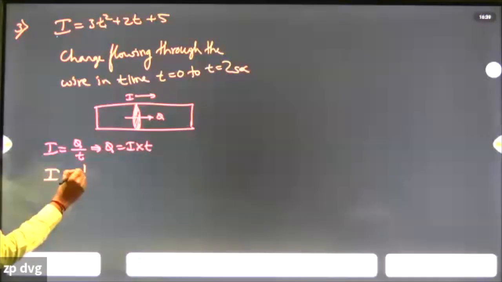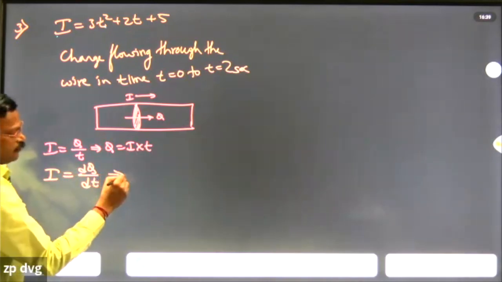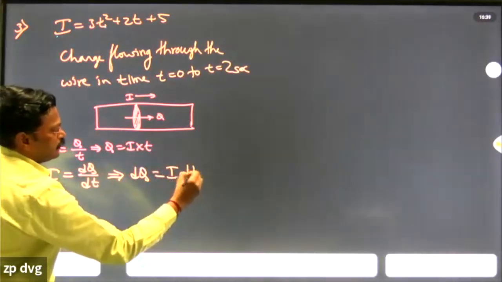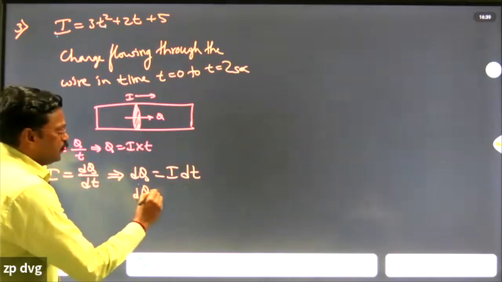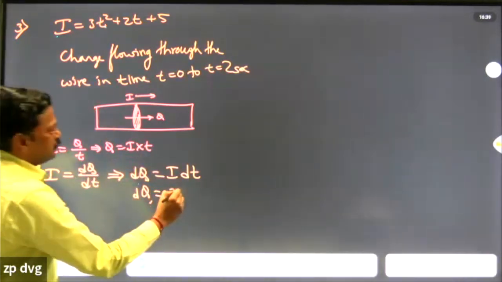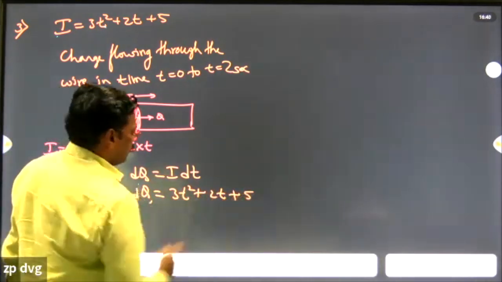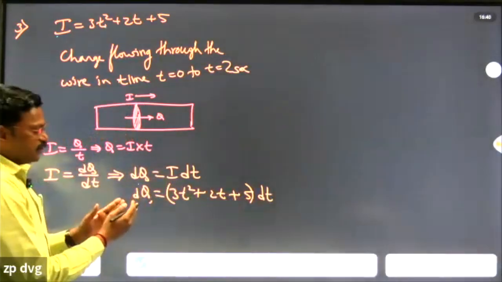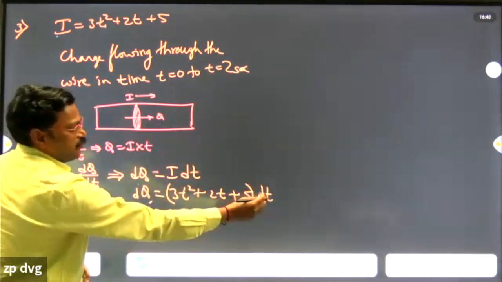Now to find out the value of charge, let's write this equation. I by definition is equal to dq by dt, right? We have discussed this. Instantaneous current is given by dq by dt. If you write the expression for dq, dq will be equal to I into dt. Now this dq is given by, what is I? I is 3t square plus 2t plus 5, into dt. Now this is the equation for dq, the small amount of charge flowing through the conductor in this cross section in a small interval of time dt.